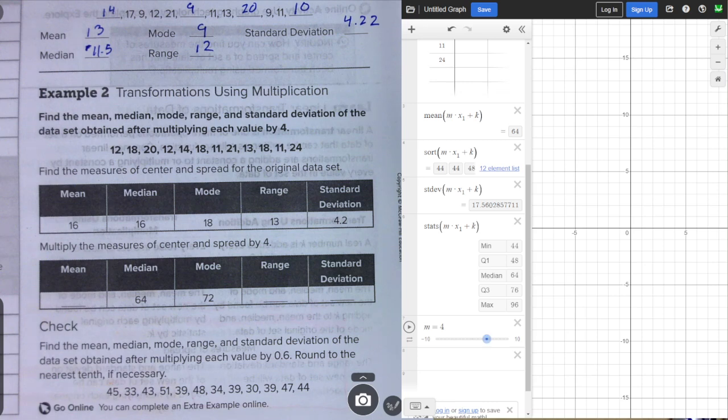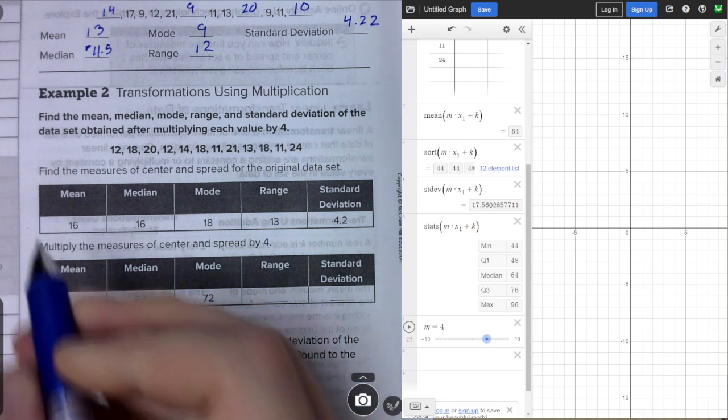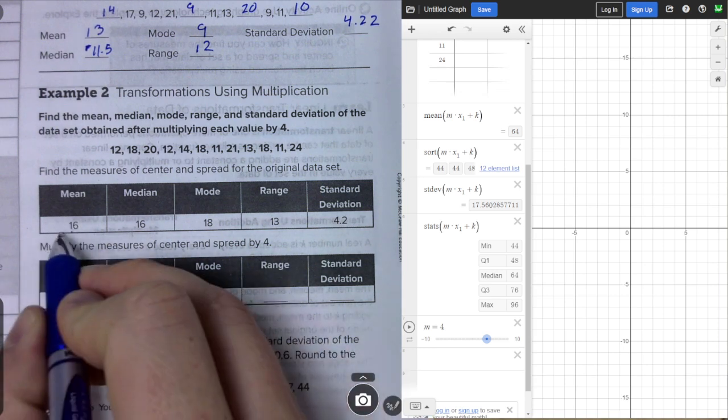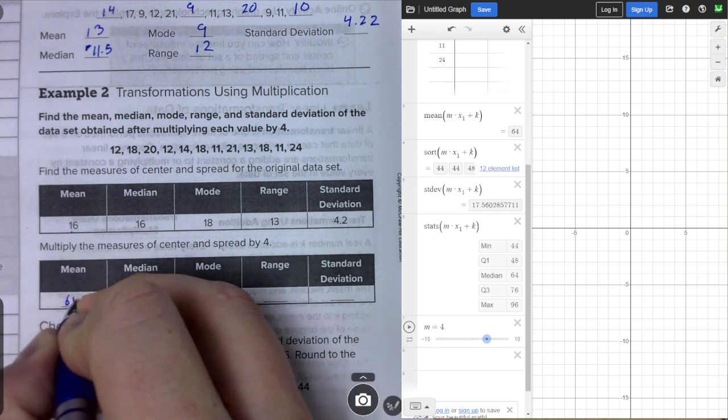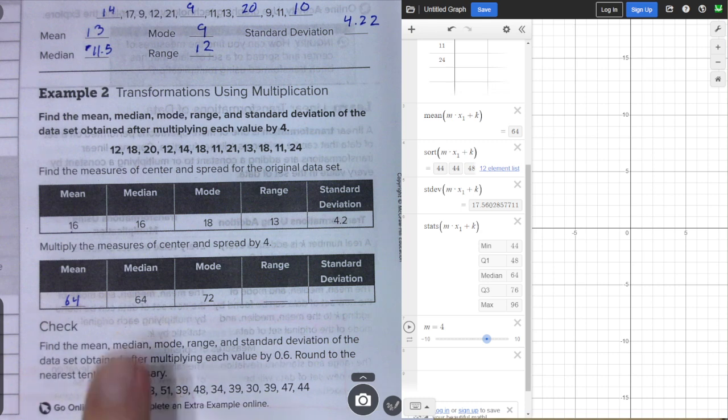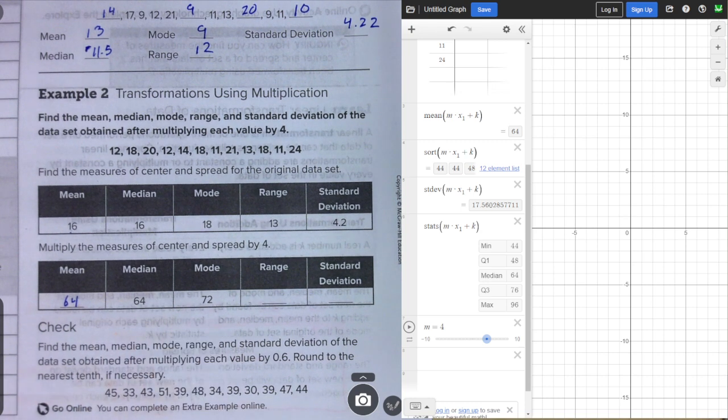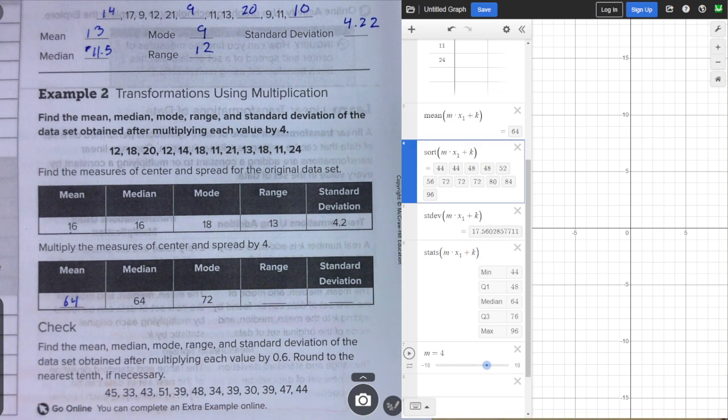All right. It says the mean is 64. And 16 times 4 will be 40, and 24 is 64. Hey, it worked. Median is 64. Awesome. Mode 72. Let's take a look. The mode is 72, correct.